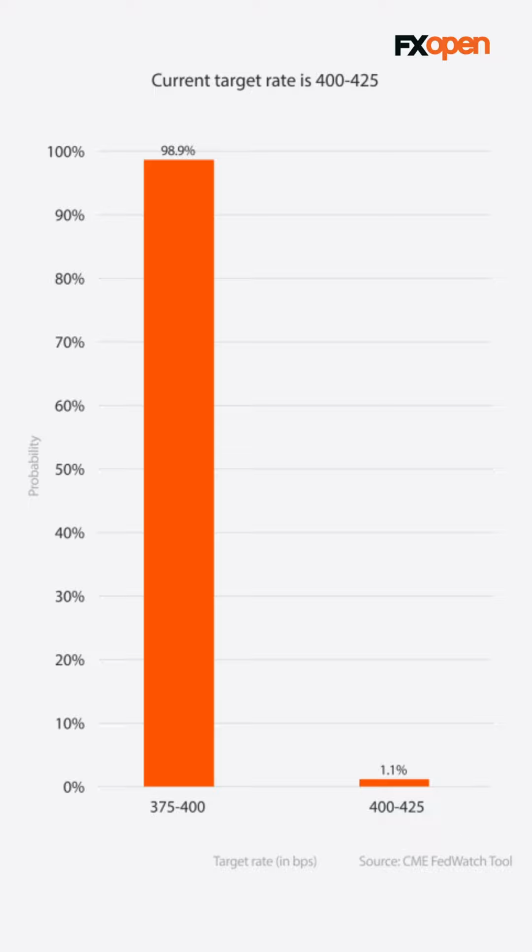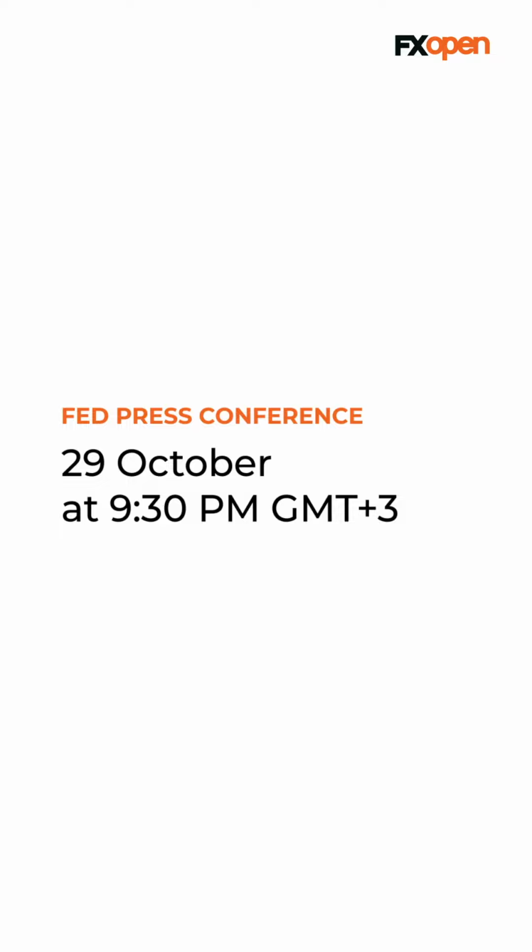Now although the cut is pretty much priced in, it may weaken the US dollar in the short term. Now, with such a probability, I think it's fair to say that eyes are going to turn towards the report and what Fed Chair Jerome Powell has to say in his press conference at 9:30 p.m. Whilst another rate cut is anticipated for December, Powell may introduce some uncertainty regarding the pace of future easing.